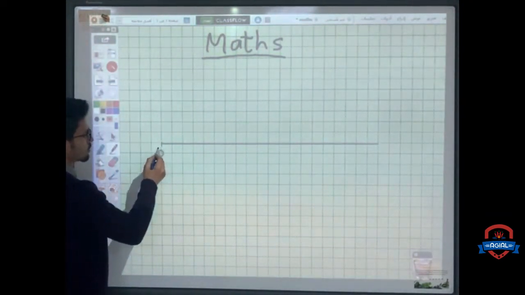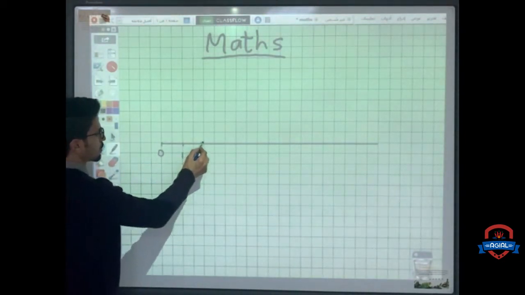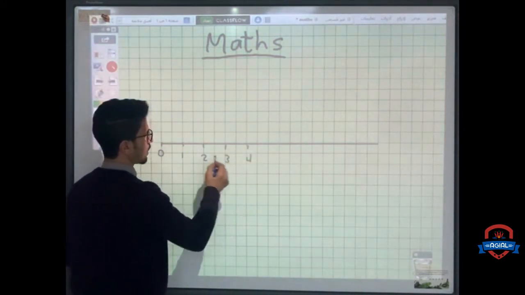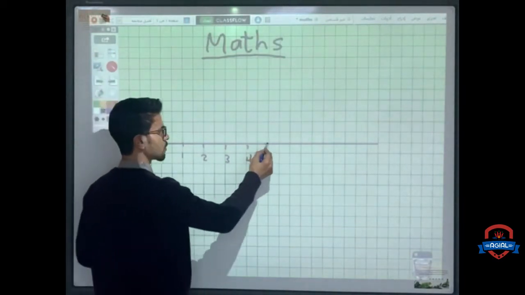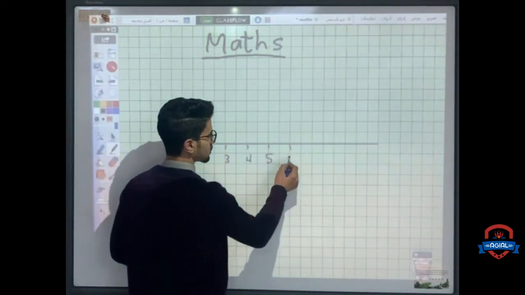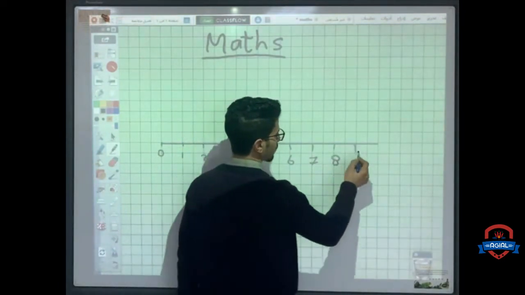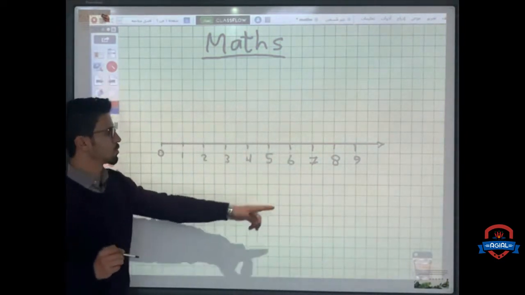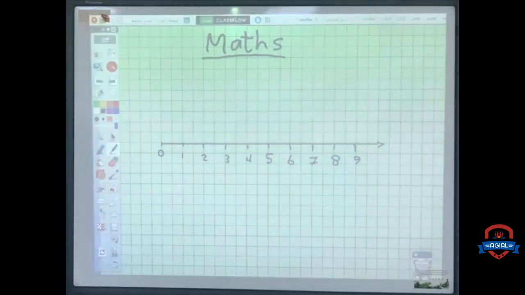We start with 0, then we keep this distance and put 1, then 2, 3, 4, and notice that the distance between every two numbers should be equal. So we have 4 and 5, 6, 7, 8, 9, and so on. We use this arrow to represent that we have infinite numbers in the set of natural numbers.